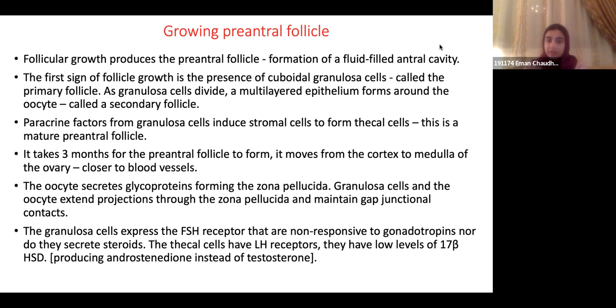And then the thecal cells have LH receptors, okay? Now, LH receptors will respond to LH, and then this will produce androstenedione, instead of testosterone, but those will be more focused on then producing other androgenic components of the ovary, okay? So you have your androgens and you have estrogen. So FSH is more responsible for the estrogen production in your ovaries, okay?